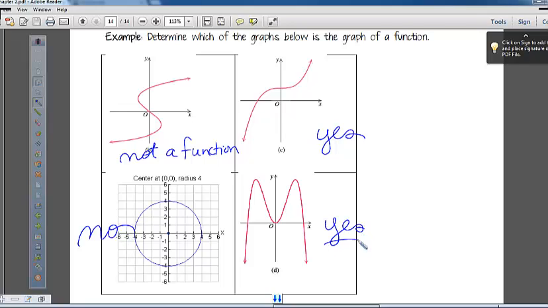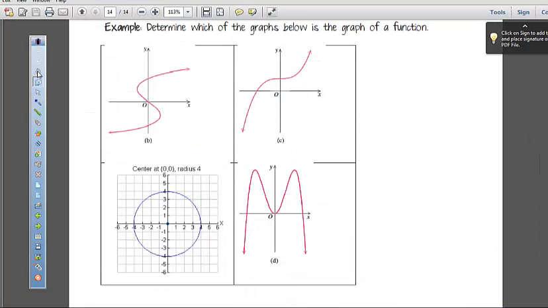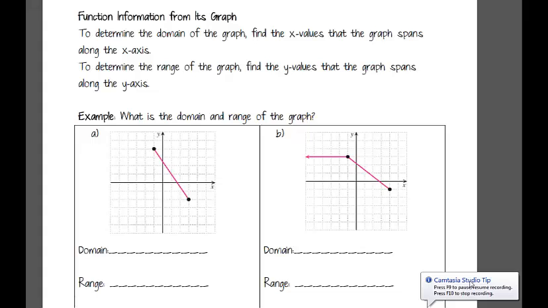All right, so don't forget about the vertical line test. If we have a graph, it's a very quick way for us to determine whether or not that graph represents a function. Look at graphs and what else they can tell us about our function. In particular, what we want to be able to do is figure out what the domain and range of a function are from its graph.